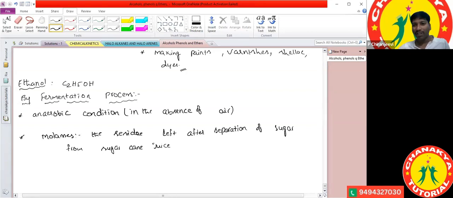Sweets and all they prepare from the sugar only. Without sugar, yes, it is okay. So without sugar, is there any possibility to prepare the sweets? No. So how are we going to prepare? How are they going to prepare the sugar? Here, from the sugarcane juice.